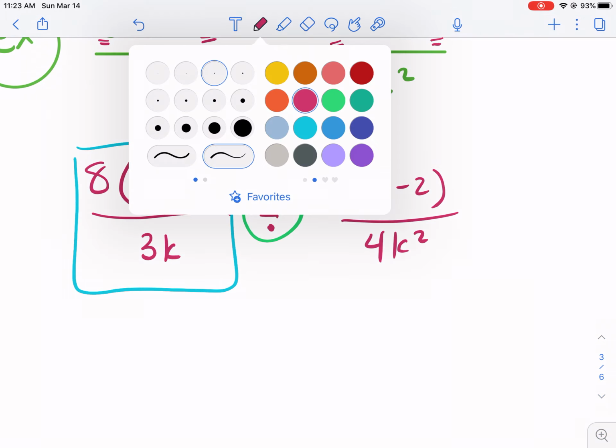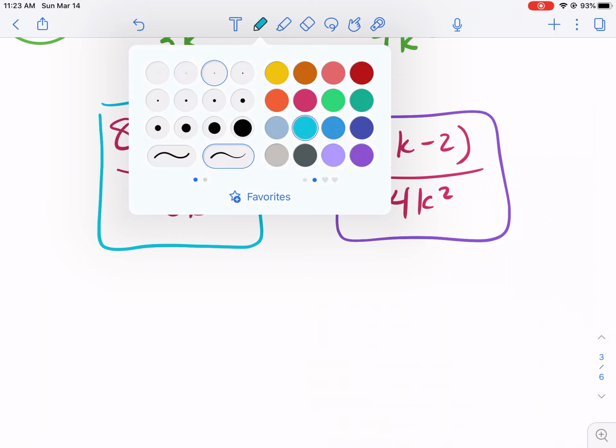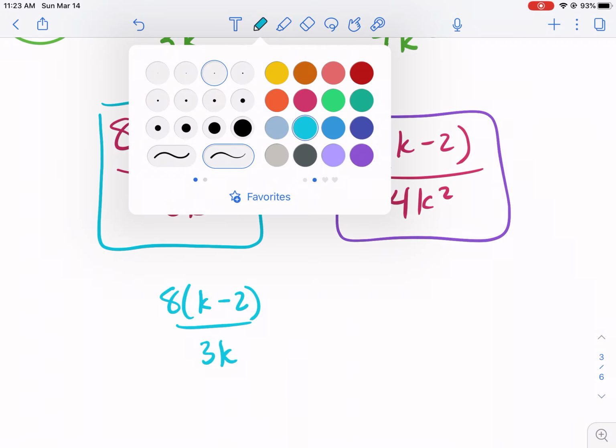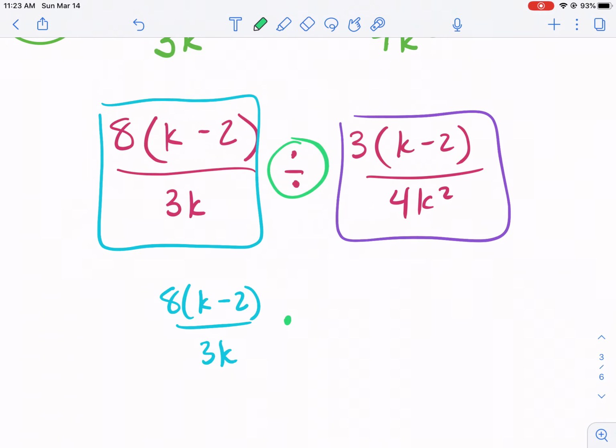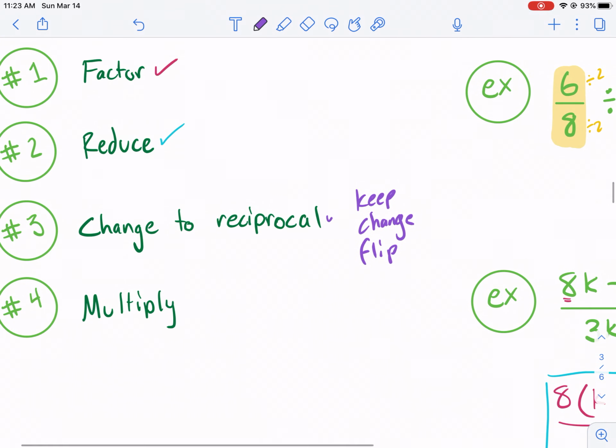I've got to change color now. So we're going to flip this. Keep 8 times the quantity k minus 2 over 3k. Change to multiplication. Flip. We need to flip this one now: 4k squared over 3 times k minus 2. Cool. So we're done with change to reciprocal.